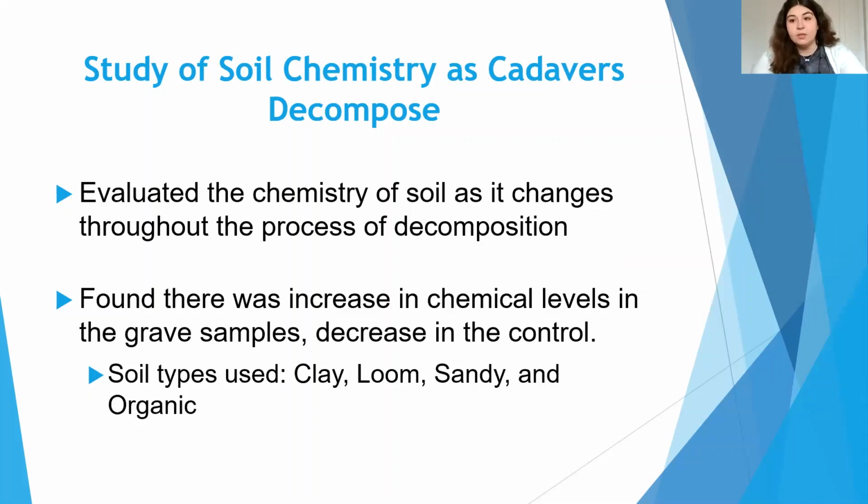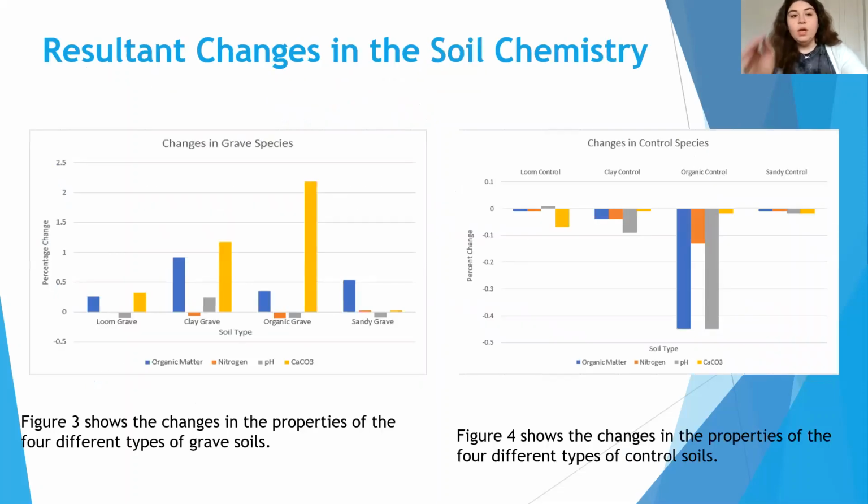However, there was a decrease in almost all chemical levels in the control samples. So as you'll see in the grave samples, specifically calcium carbonate levels did increase, and there was an increase in the organic matter. And there was a slight change in all of the pHs of each level. There was not much change in the nitrogen levels, not any actually in the loam grave sample.